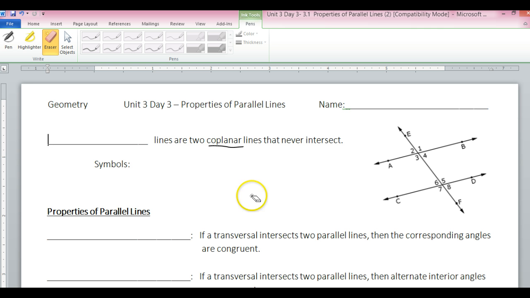So let's begin. What do we call lines that are coplanar and never intersect? Well, if you remember, we had two types of lines that never intersect. We had skew or parallel. When we refer to coplanar, that's what tells us that we're dealing with parallel lines. Now, a symbol for parallel is just a little symbol like this, two forward slashes.